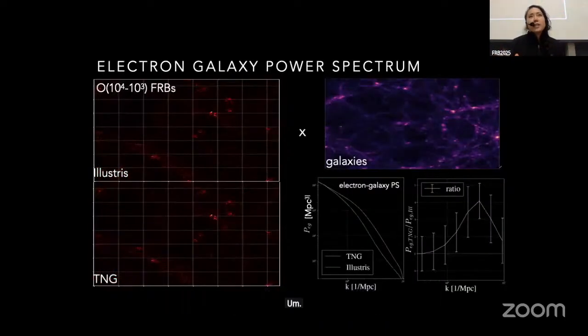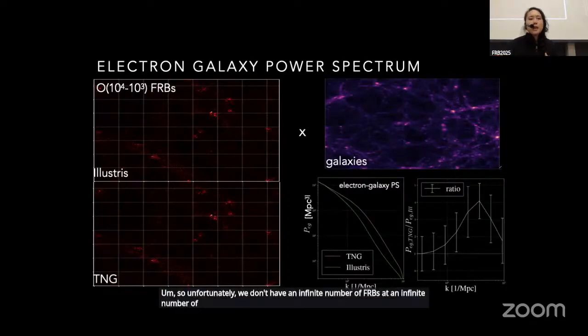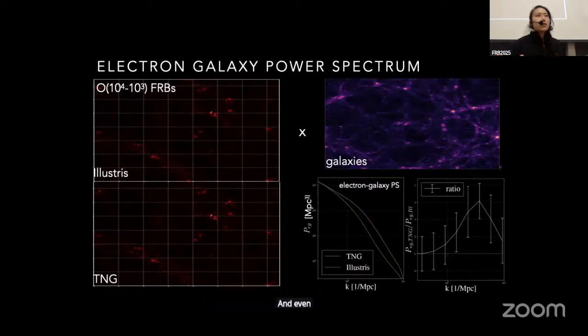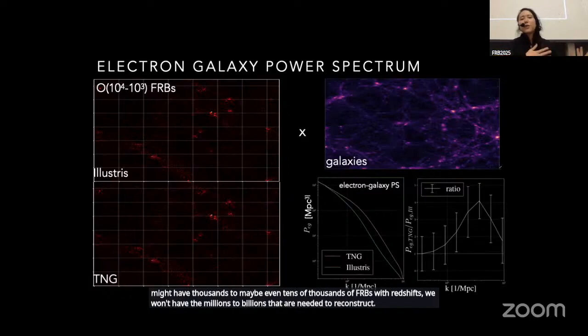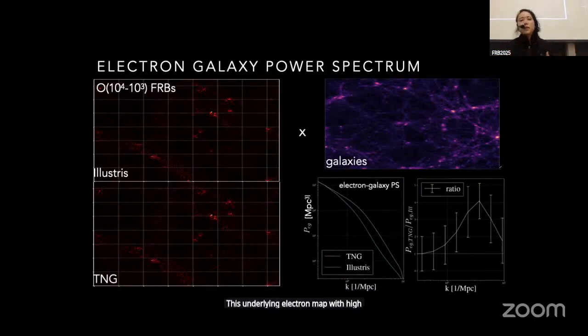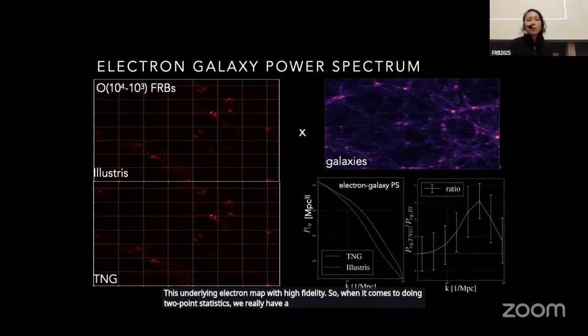So unfortunately, we don't have an infinite number of FRBs at an infinite number of redshifts. And even though in the near future, like in the next decade, we might have thousands to maybe even tens of thousands of FRBs with redshifts, we won't have the millions to billions that are needed to reconstruct this underlying electron map with high fidelity. So when it comes to doing two-point statistics, we really have a sparse reconstruction problem.